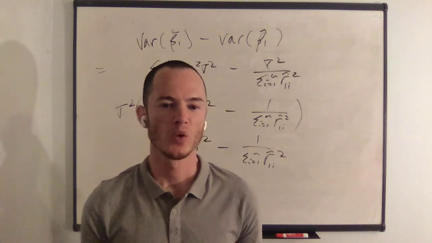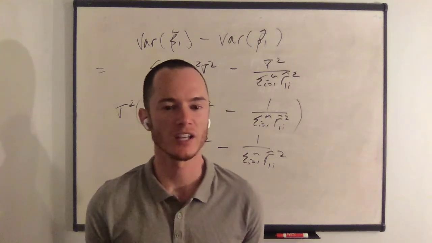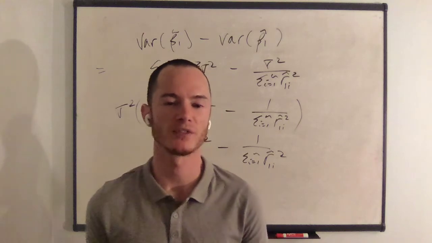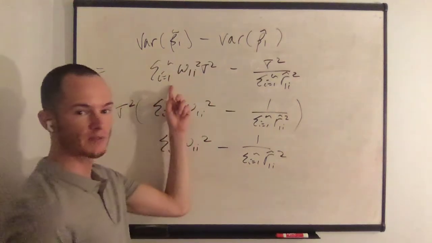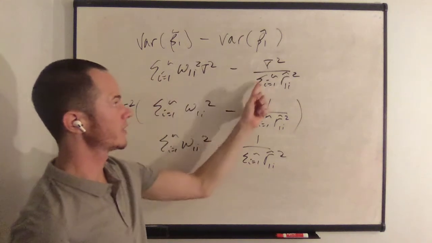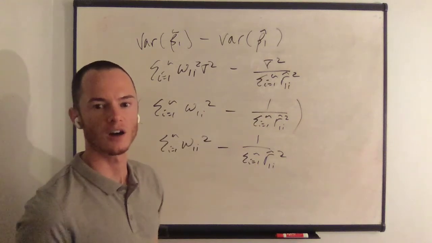In the last video, we identified the variance of beta 1 tilde and beta 1 hat. Now we're going to take the difference and show that the difference is non-negative. So the variance of beta 1 tilde is the sum from i equals 1 to n of w1i squared times sigma squared. The variance of beta 1 hat is sigma squared over the sum from i equals 1 to n of r1i hat squared.